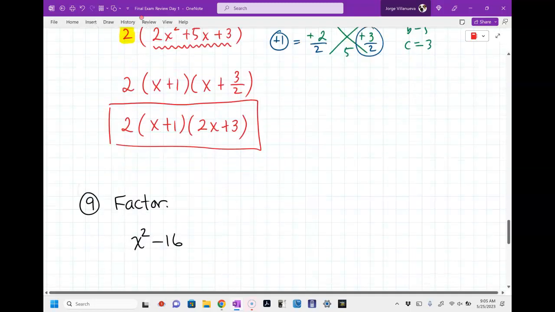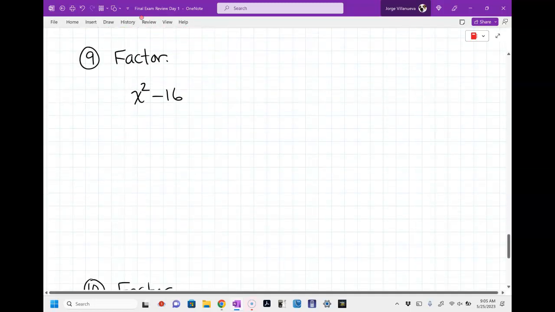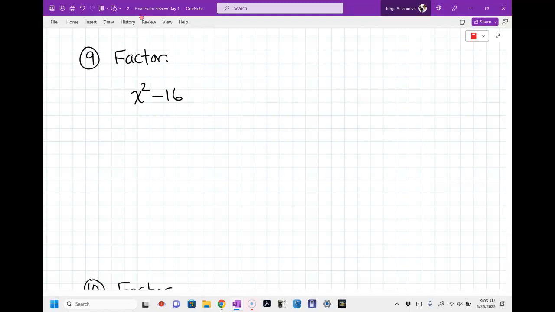All right, let's move on. This has a special name, this factor, x squared minus 16. Anybody remember what the name is, how you factor it? A difference of two squares. Yeah, it's called the difference of two squares. And it basically says this.